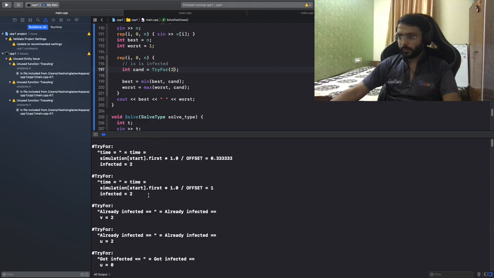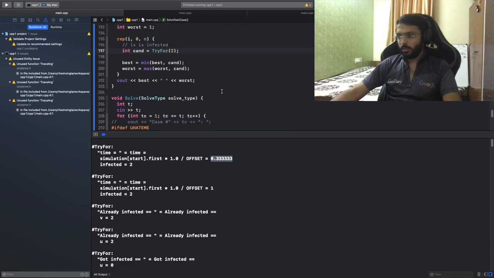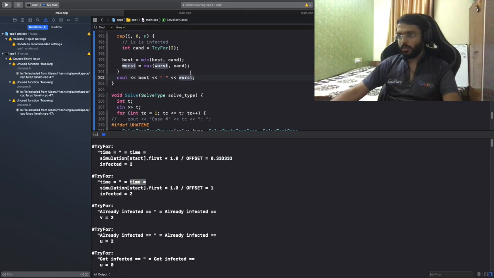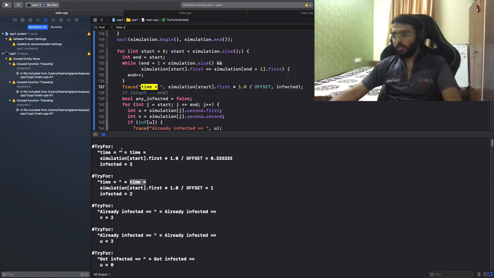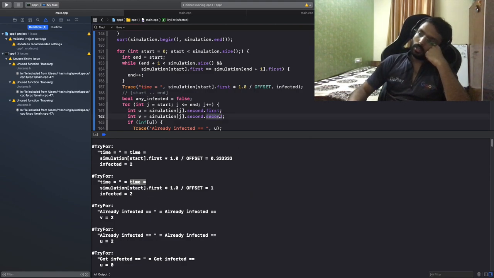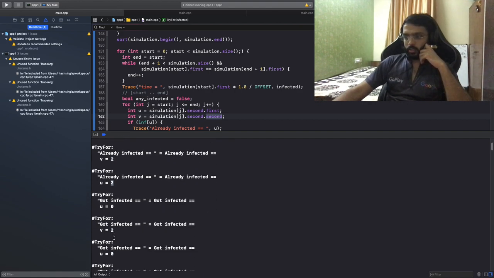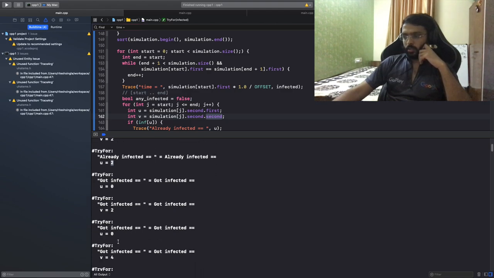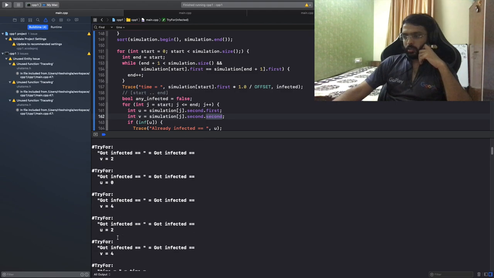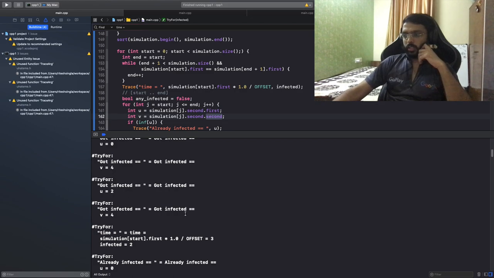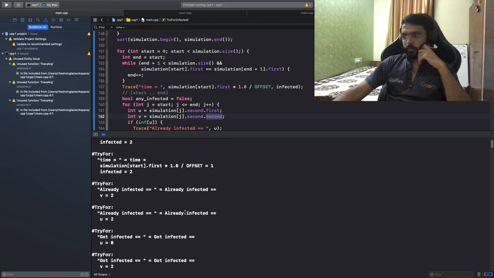So initially, 0.033. Okay, so at time equal to this. Okay. This was already infected, and 2 was already infected. So 0 got infected. 2 was already infected. 0, 2 and 4 got infected at time equal to 1.